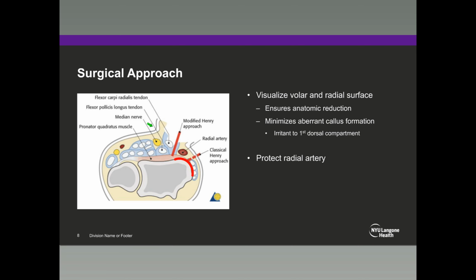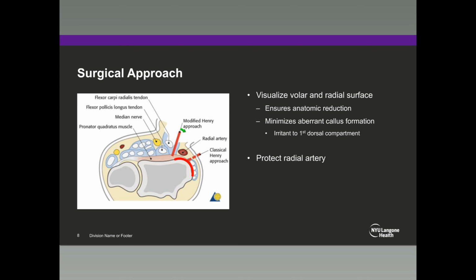Moving on to the next step. I think it's very, very important to visualize both the volar and radial surface during your exposure. This helps to better ensure an anatomic reduction. And not only that, but it can minimize aberrant callus formation on that radial aspect of the wrist and decrease irritation to the first dorsal compartment.